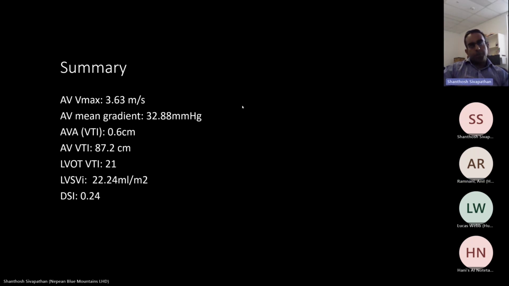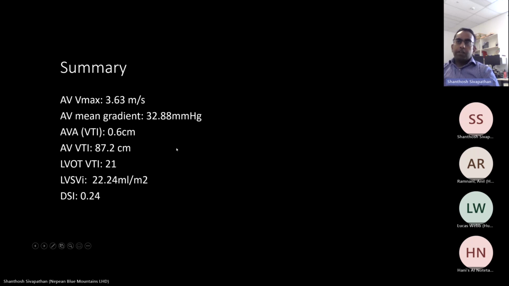That's a hard question. So this is a case where you've got some parameters in the moderate and some parameters in the severe, right? You've got your gradient measurements in the moderate category, your aortic valve area in the severe category, and your DSI is in the severe category. So you've got a couple of moderate, a couple of severe. But the important thing is that you've got your stroke volume, which is reduced. Normal index stroke volume is 35 or more. Anything less than that is reduced.